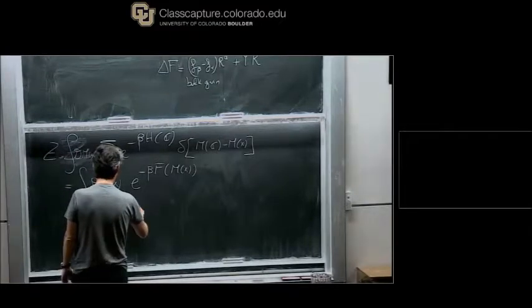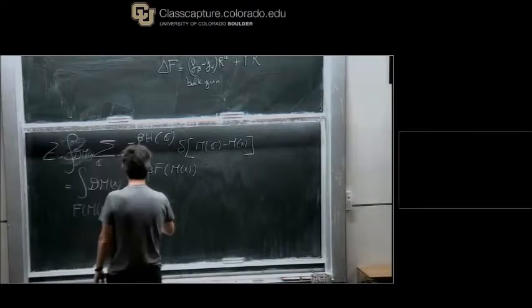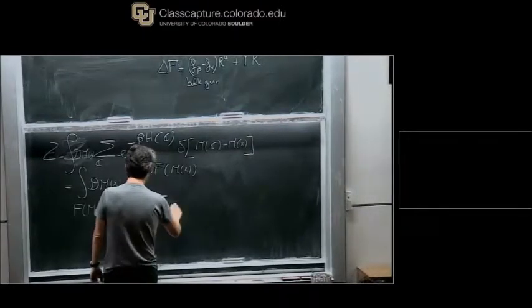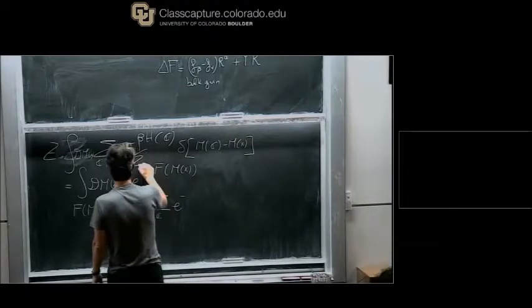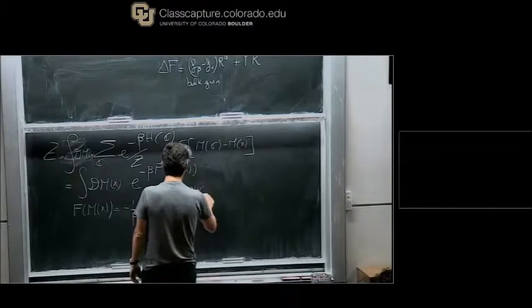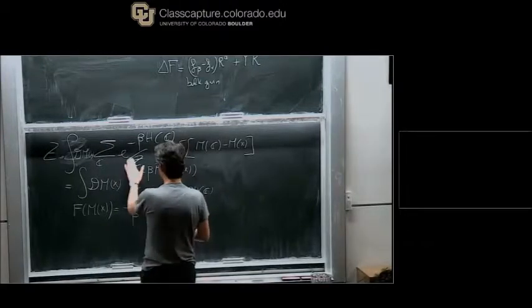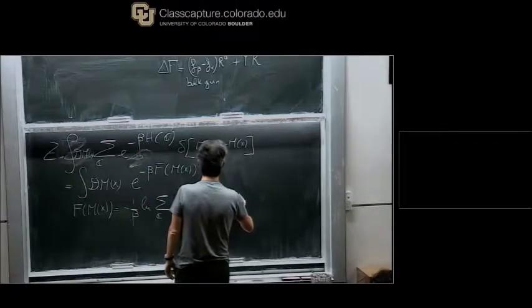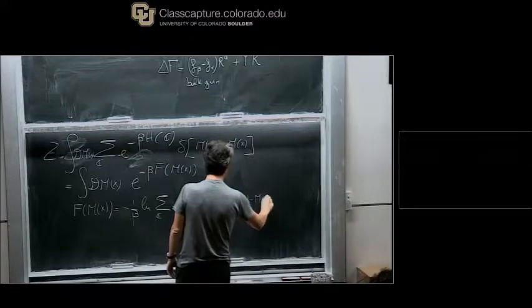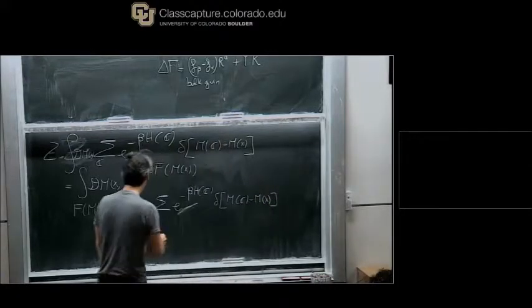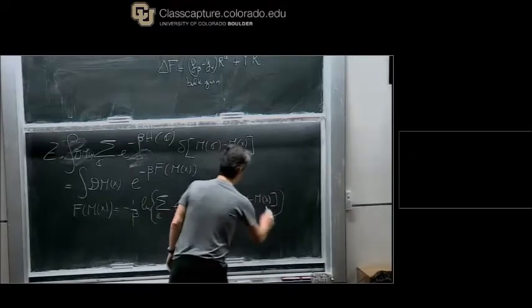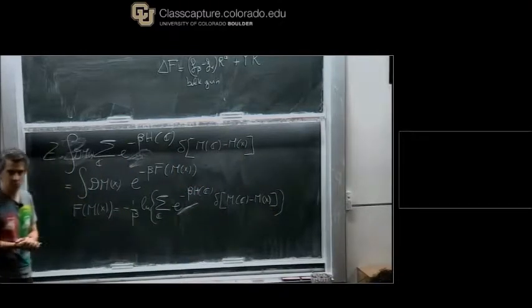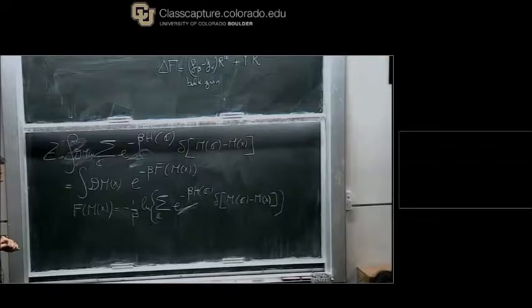So it's minus 1 over beta, the log of the sum over C of exponential minus beta H of C, times delta of m of C minus m of x. That's the standard thing that you do when you want to construct a field theory, or when you want to go beyond mean field theory.